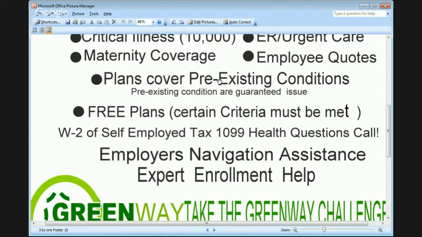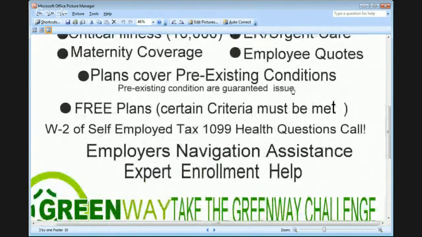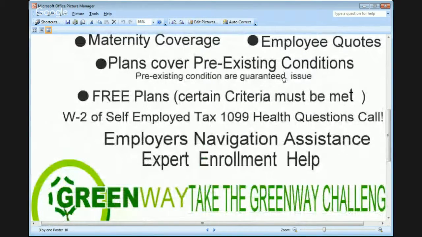And we have plans that cover pre-existing conditions, and pre-existing conditions are guaranteed. You see right there, guarantee issue. You cannot be denied because you had cancer, you got asthma, polio, whatever. It don't make a difference. We cannot deny you. You cannot be denied by any carrier. You might have a higher payment to make each month, but you know it's going to be worth it.